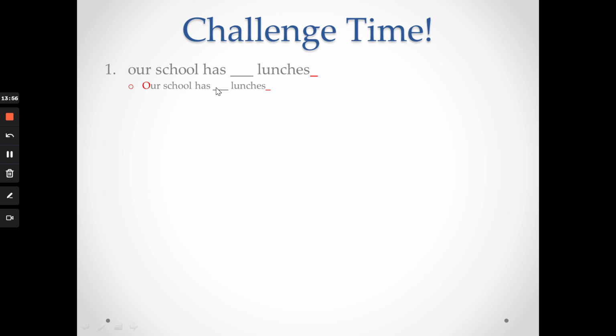Our school has blank lunches. What adjective goes in this blank? Which word best fits? Is it our school has ball lunches? Our school has tasty lunches? Or our school has picture lunches? Which one fits? Our school has tasty lunches.